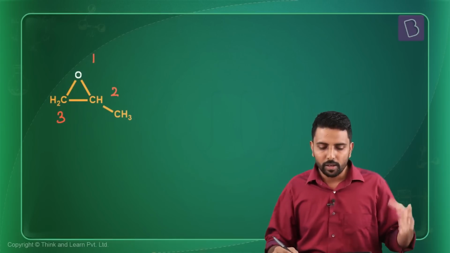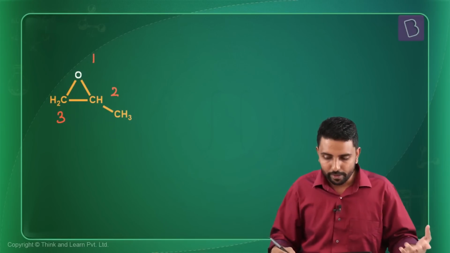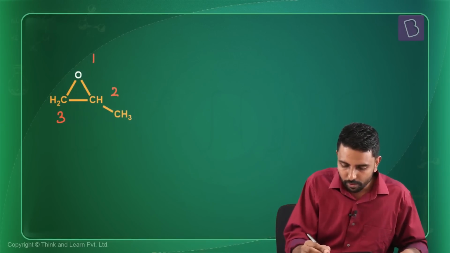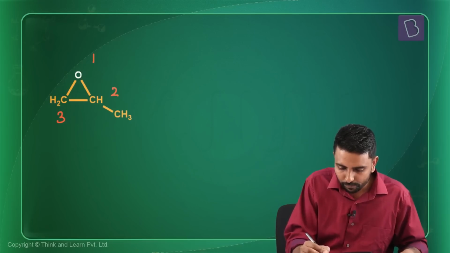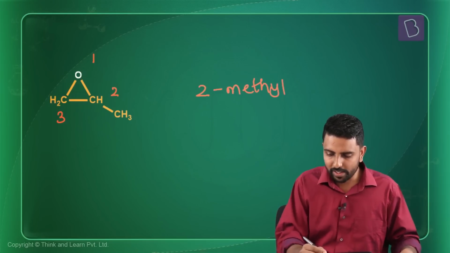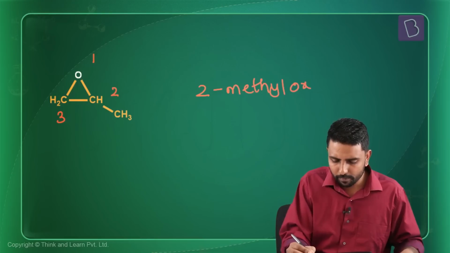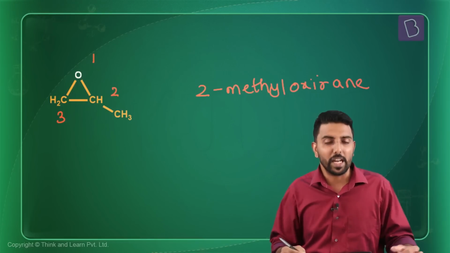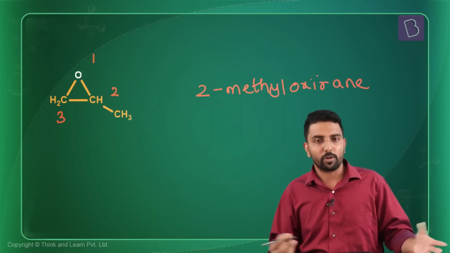So the name of this particular compound is going to be 2-methyl oxirane. So this is the name of this particular epoxy compound.